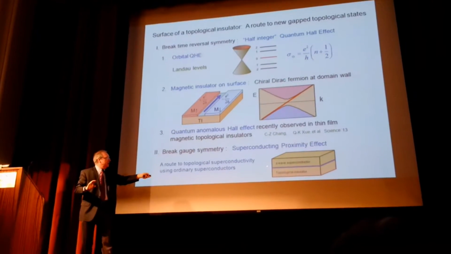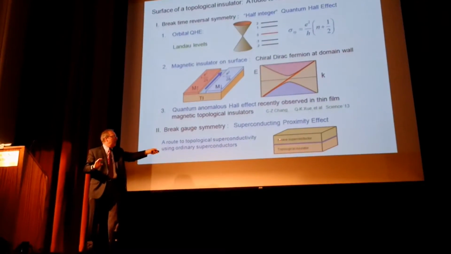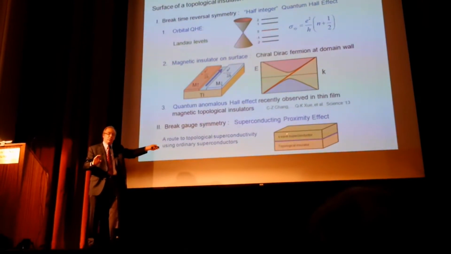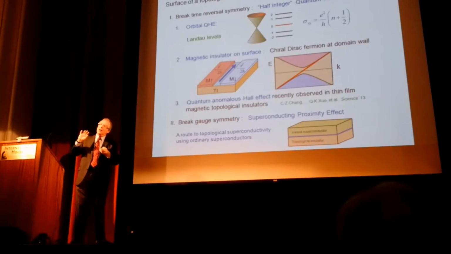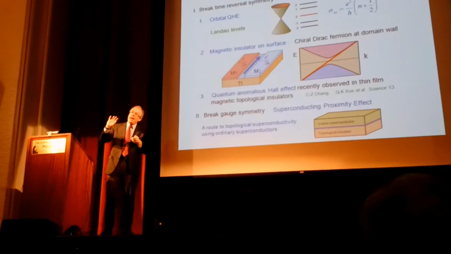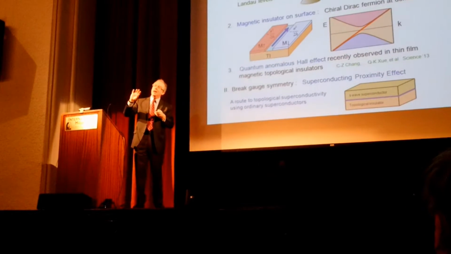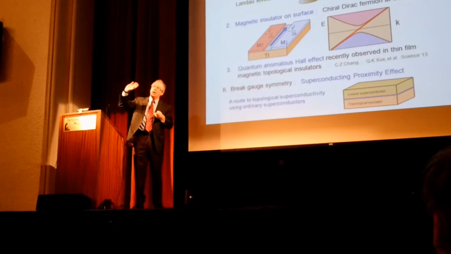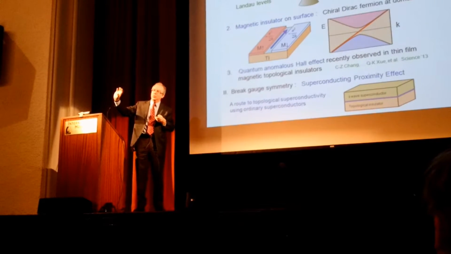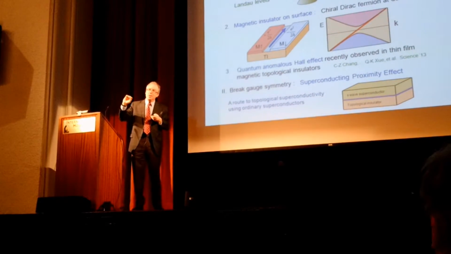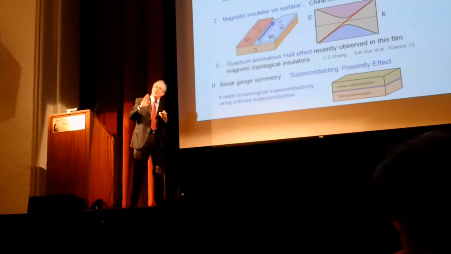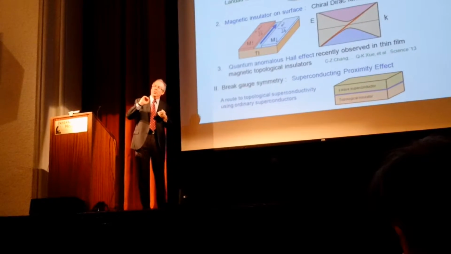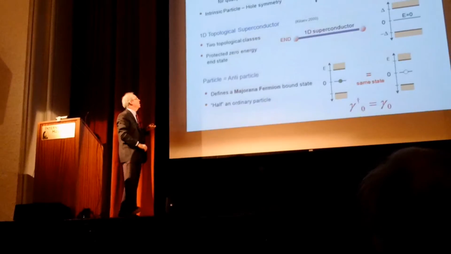So the point here is that combining a superconductor with a topological insulator allows a route to creating another fundamental topological state, which is called a topological superconductor. And so I want to explain to you what a topological superconductor is and why that would be a wonderful thing to have.